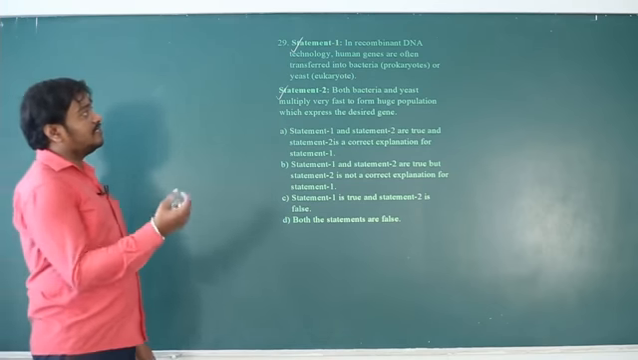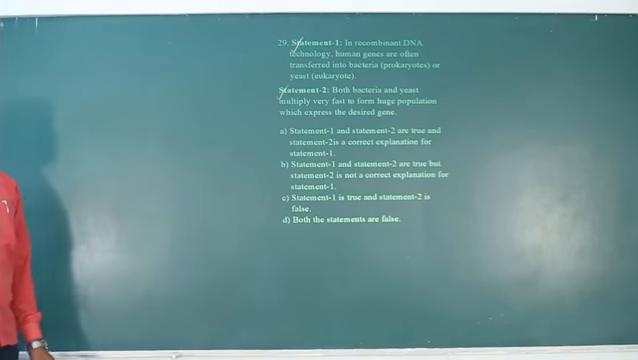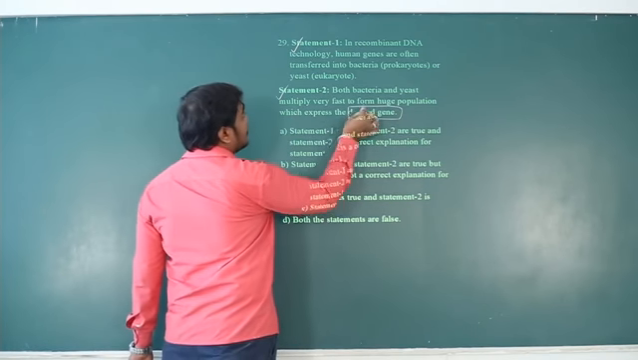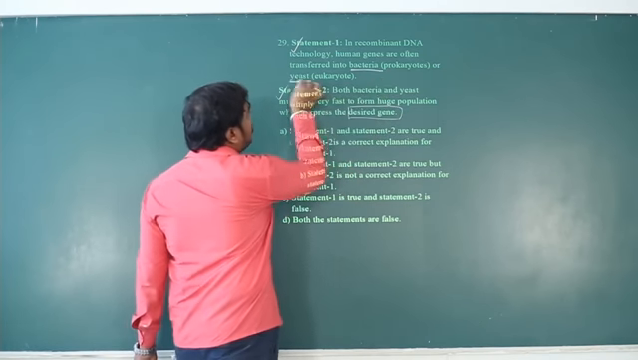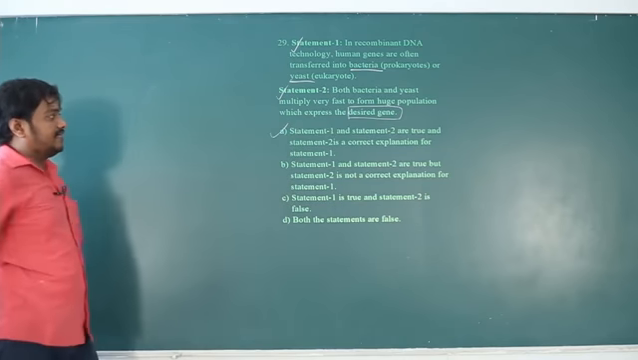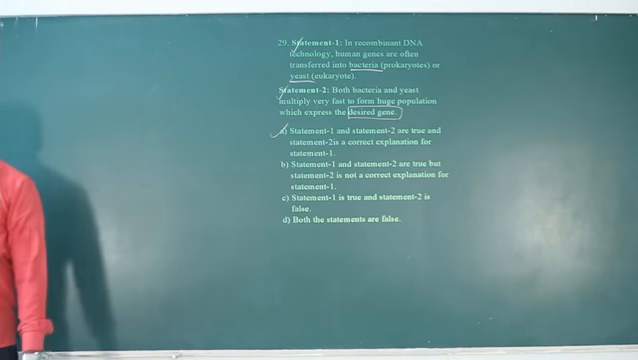Because we insert the gene, both bacteria and yeast multiply very fast to form a huge population which expresses the desired gene. The gene we have inserted gets expressed. That is the reason why we insert it into bacteria and yeast. So the statement is right. So that's it for 29.